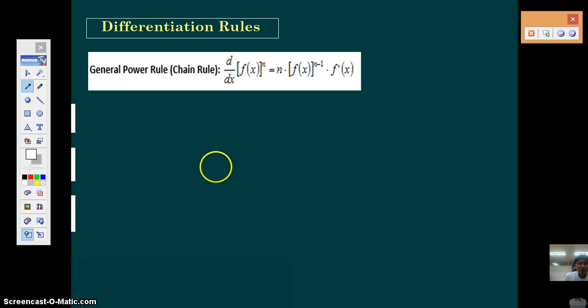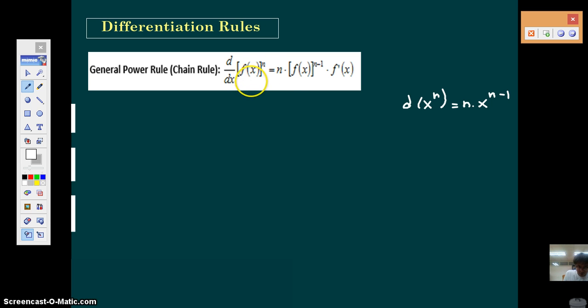Now, the general power rule or the chain rule. Do not confuse this with the simple power rule, wherein the derivative of a term of the form x to the n is n times x to the n minus 1. So in the general power rule, the chain rule is incorporated. You see, what is being raised to the power n is not simply x. It is a function of x. So it's a composite function, f of x raised to a power.